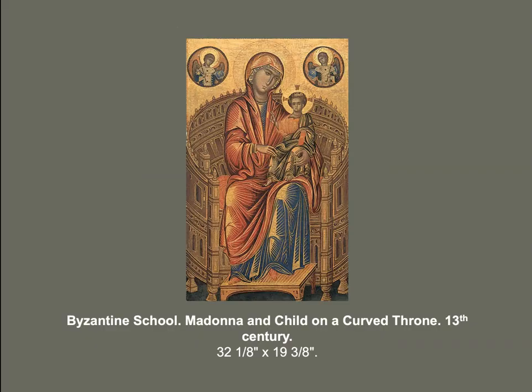This is another icon called Madonna and Child on Curved Throne from the 13th century. So here we have a composition that's based on circular shapes and linear patterns. The drapery there is very stylized and almost like sunburst lines coming out from parts of it that really kind of hide the body underneath and tend to flatten out the body. She's sitting on what appears to be a throne with this light gold background again.